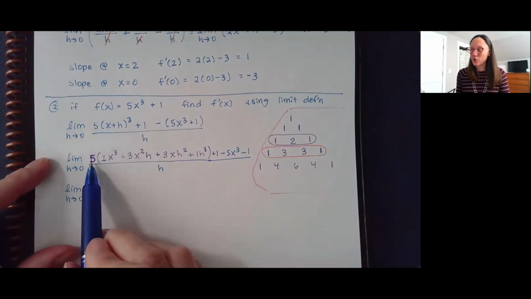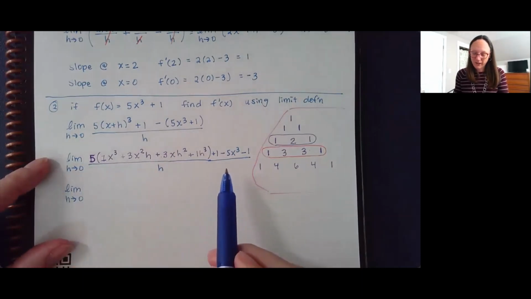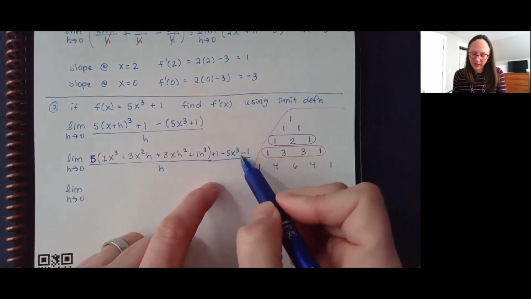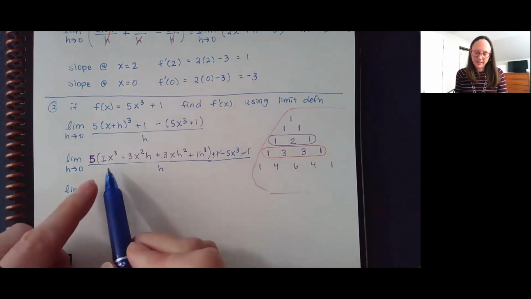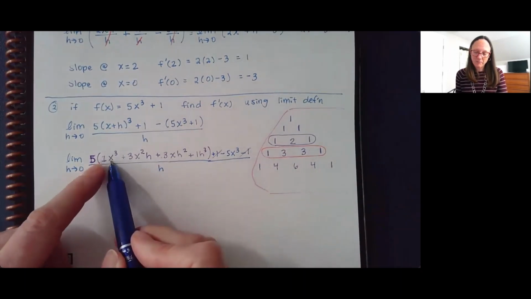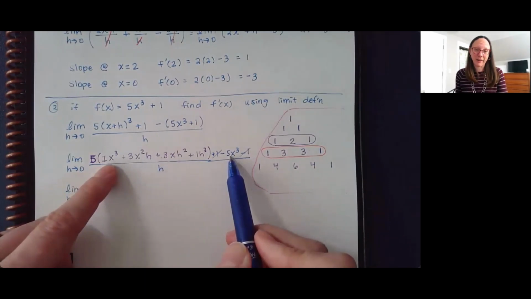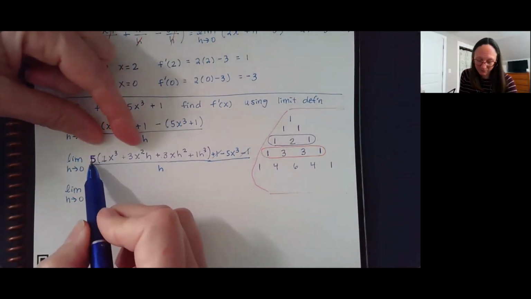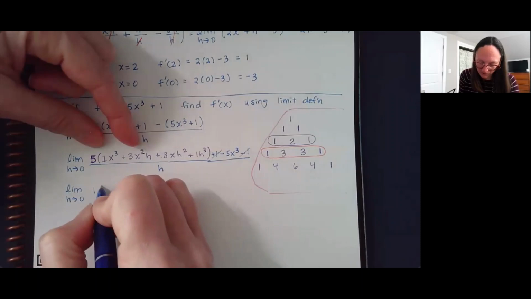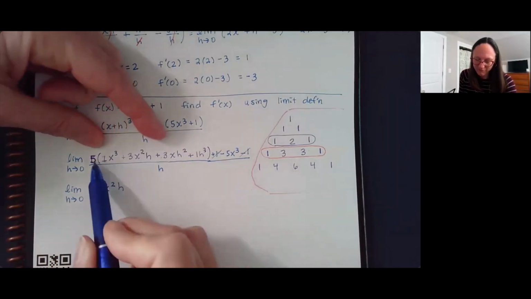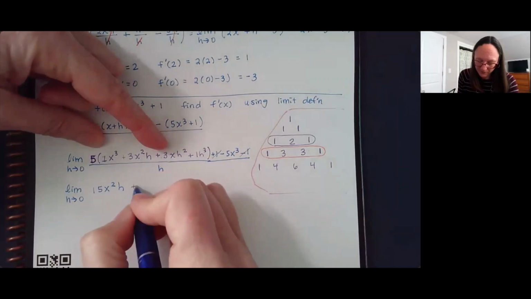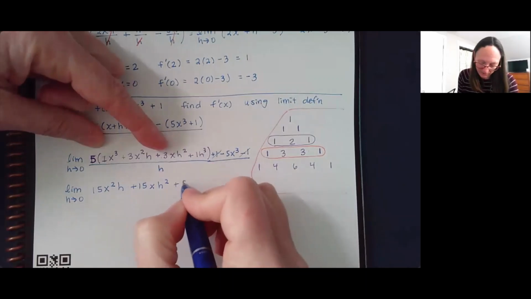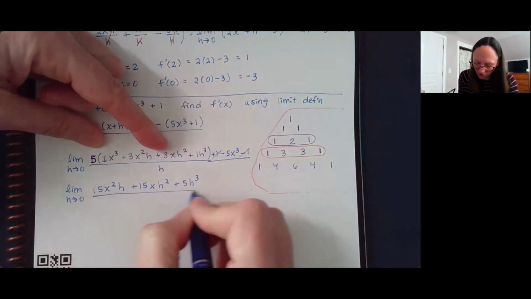Next up, I'm going to distribute my 5 through. But I can already see that that 1 and negative 1 are going to cancel. So I'm going to go ahead and do that. And I can already see that when I distribute the 5 into the x cubed, that's going to cancel out with that negative 5x cubed back there. So I'm going to skip writing that. And I'm going to go straight to distributing my 5 to the rest of it. So 5 times 3x squared h leaves me with 15x squared h. 5 times 3x h squared is 15x h squared, and 5 times h cubed is just 5 times h cubed, all over h.